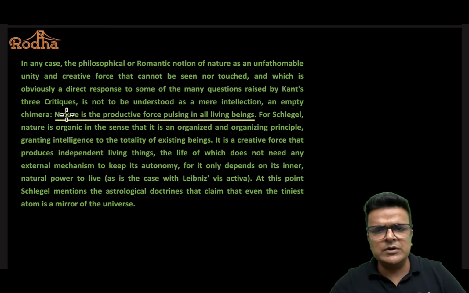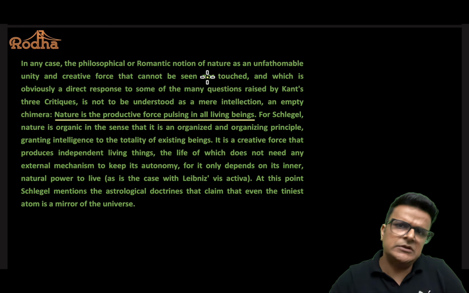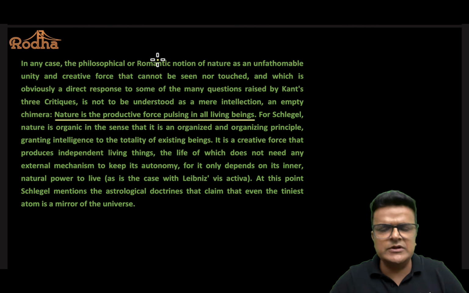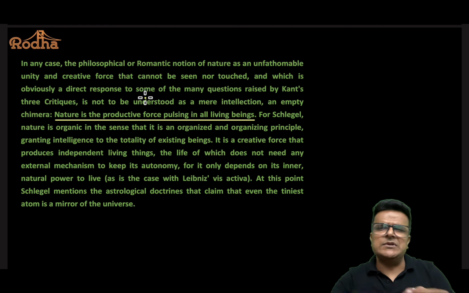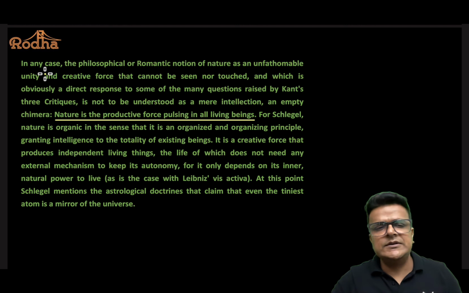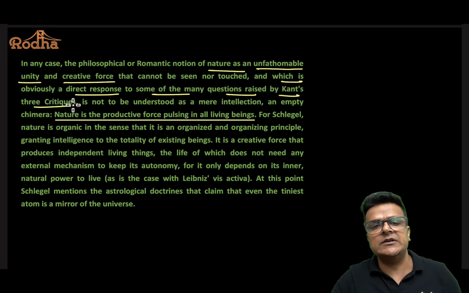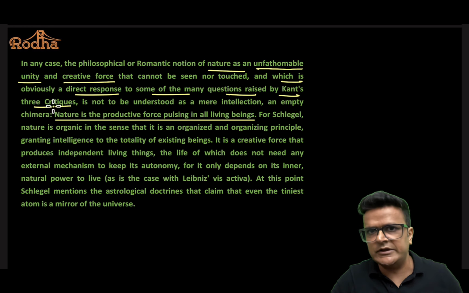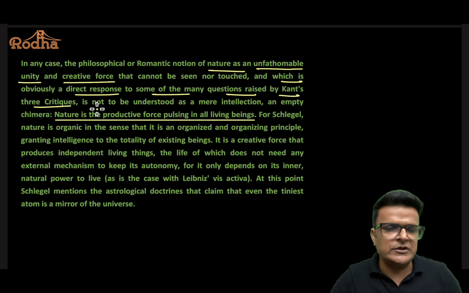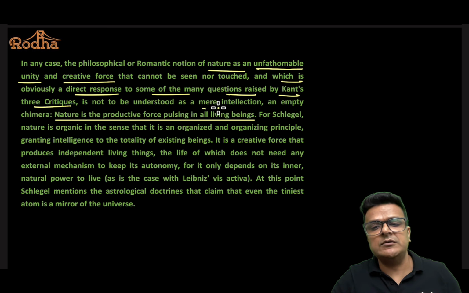और इसके पहले की जो कहानी सुनाई, not very important but it does confuse. The role is basically just to say the very simple kind of things in a very complicated manner. इसके पहले क्या बोला? The philosophical or romantic notion of nature as incomprehensible unity and creative force, which is obviously a direct response to some of the many questions raised by Kant's three Critiques. Critiques here, C capital S, so probably looks like work or book or something like that, is not to be understood as a mere intellectual thing.